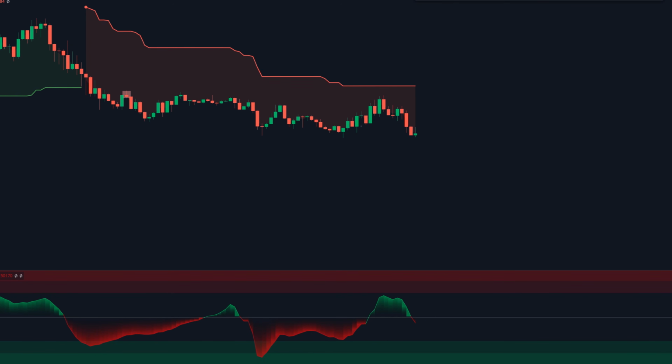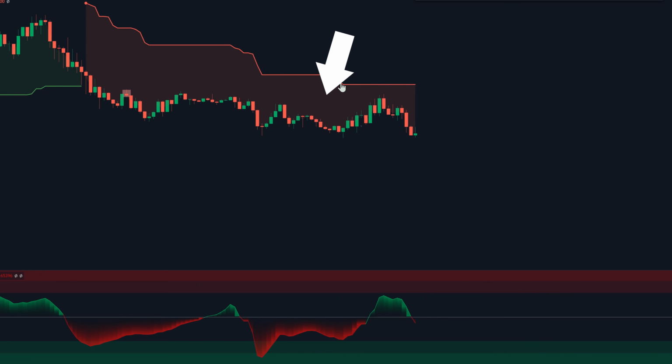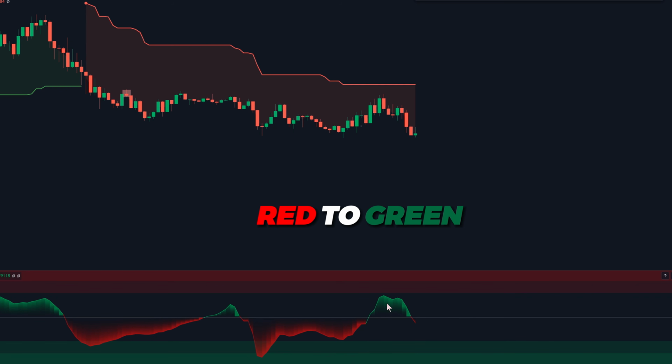Now here's an example of a short trade. First, the market was in a bearish trend as indicated by the red SuperTrend indicator. Second, a pullback happened within this bearish trend. How we know this is because the V line of the moving average oscillator changed color from red to green and then back to red. We can see that this pullback lasted exactly 10 candles.